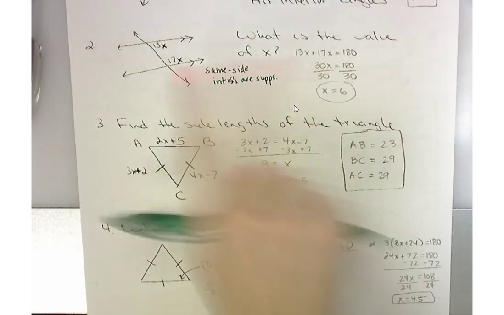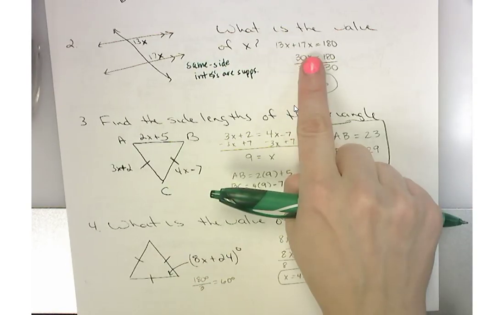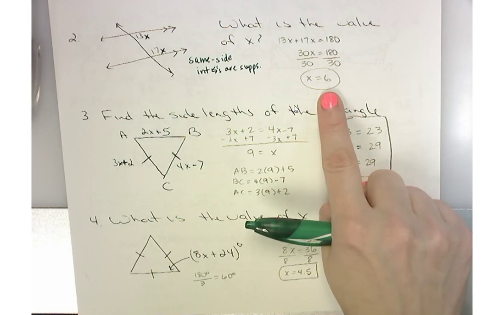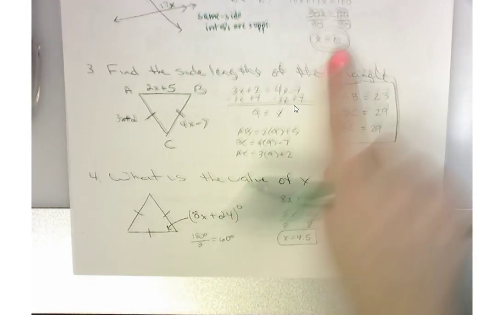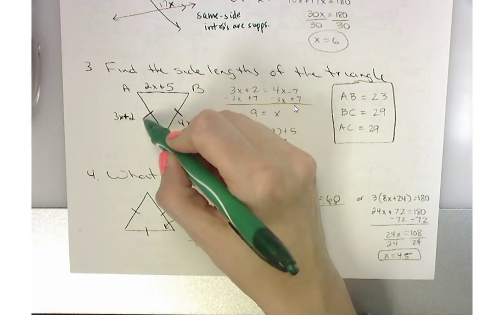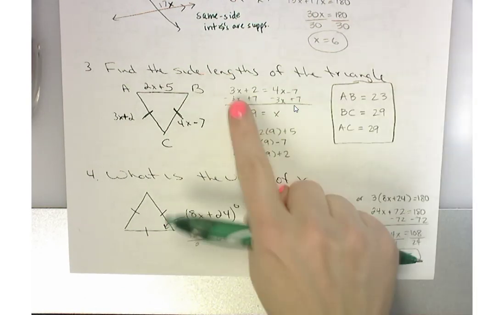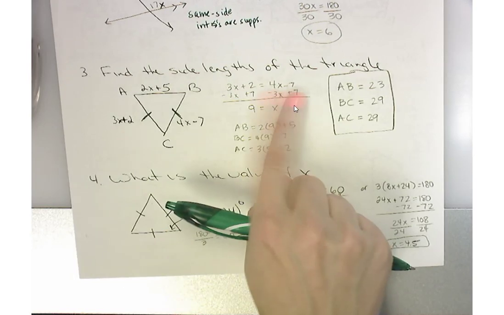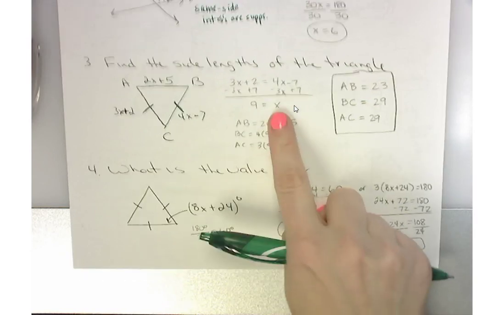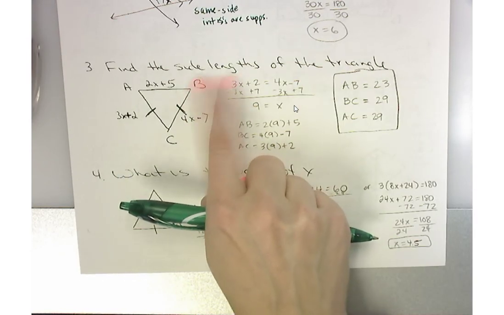Okay, for 3, find the side lengths of the triangle. We know that these two are the same, so these are the only two that you can set equal to each other to find x. Once you find x, make sure you're reading the question. This said to find the side length, so I have to plug that back in. When you plug 9 back in, you're going to get 23, 29, and 29.